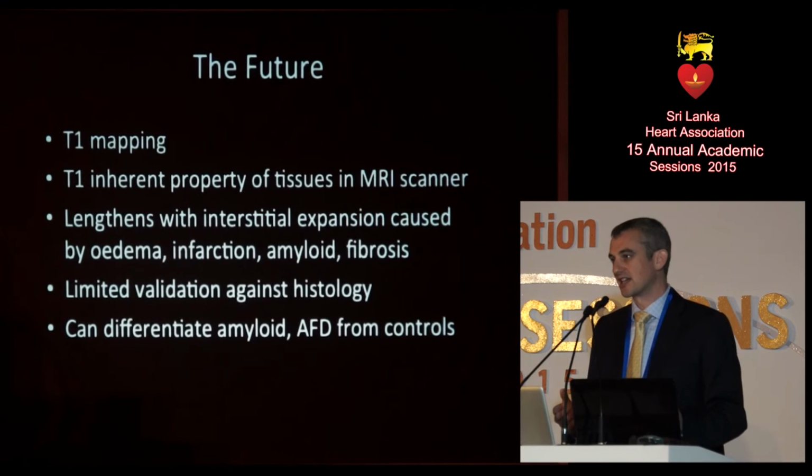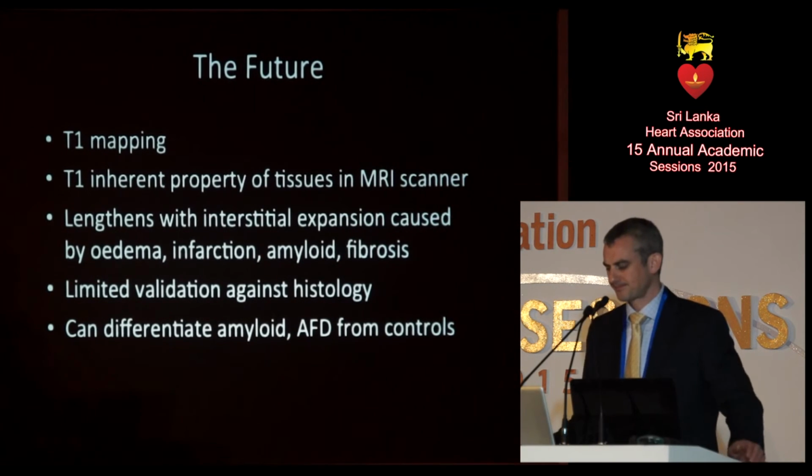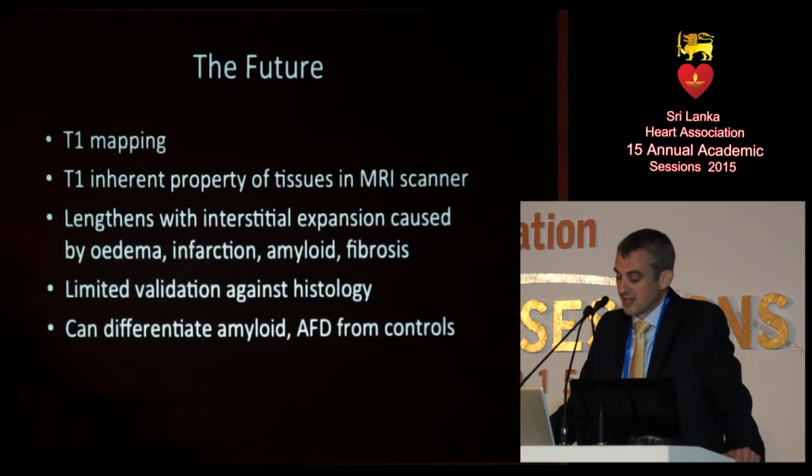But if you're measuring an inherent property of the myocardium, then even if that's diffusely abnormal, so abnormal throughout the myocardium, the anticipation is that your T1 value will change. And as I said, that's caused much excitement, huge numbers of studies going on using this, and there has been some limited validation of this technique against histology. And in some diseases, it's proven to be extremely useful.